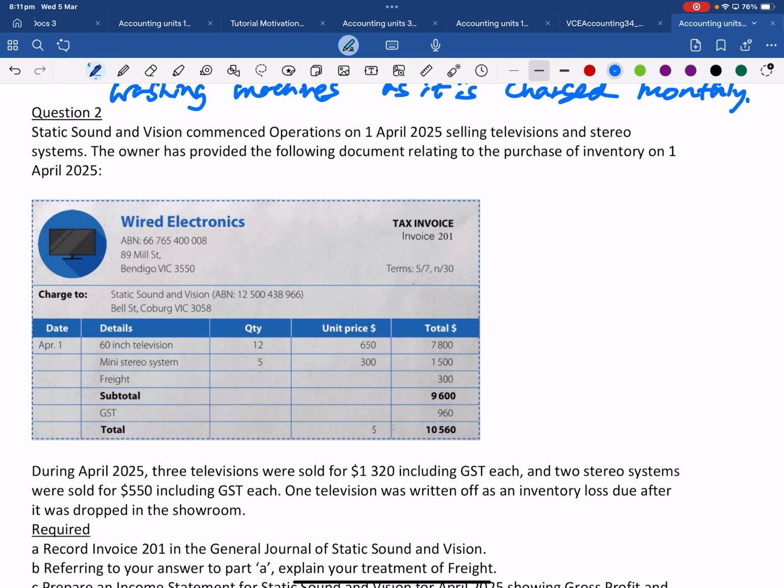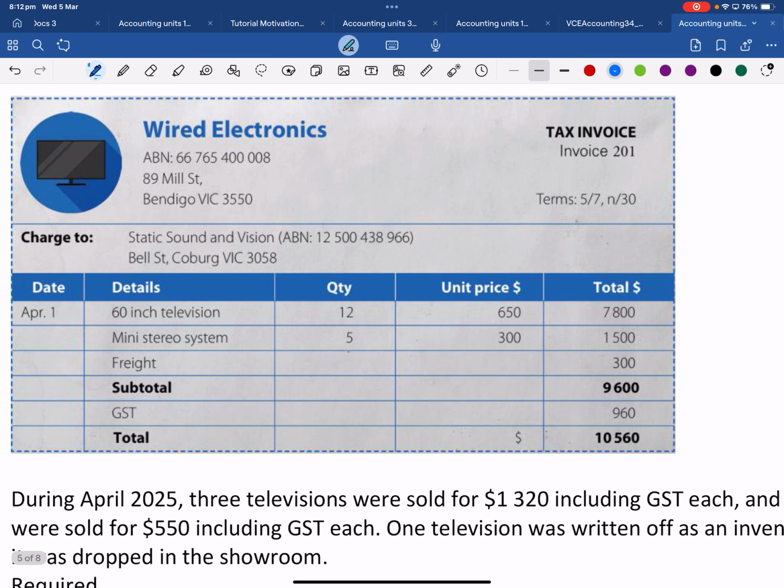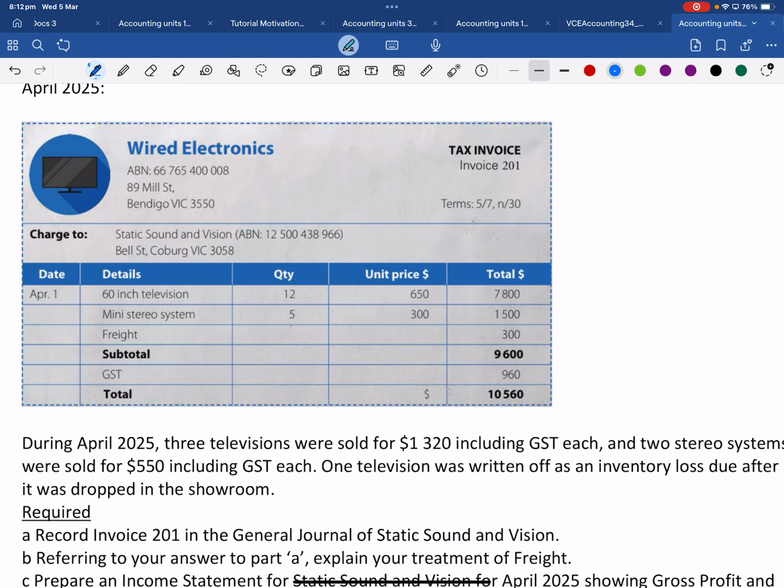Okay, so you know how to record this one, part A. Record invoice 201 in the general journal. Tell me the double entry. Yep, that's a double entry. You debit inventory, how much? 9,600. Anything else?